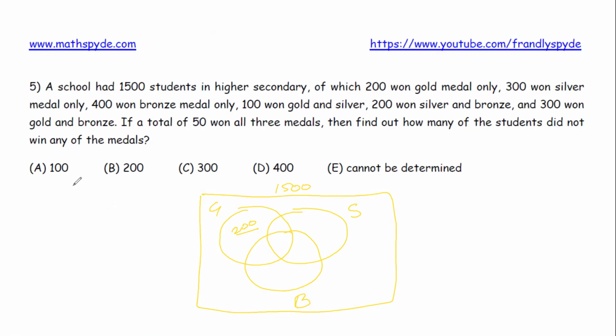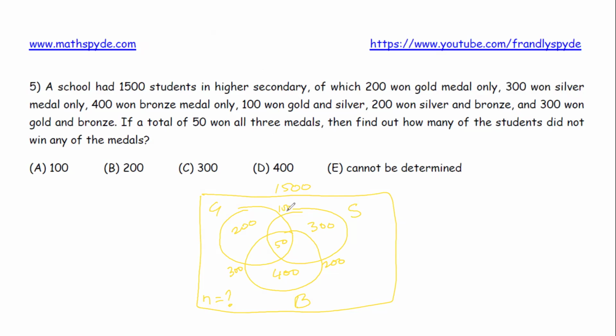So now we know 300 silver medal only and 400 bronze medal only. 100 gold and silver. So 100 gold and silver only would have been here, but they are not using the word only. So therefore that 100 comes outside. That means these two regions together is 100. Got it? 200 bronze and silver and 300 gold and bronze. If a total of 50 won all three, then find out how many of the students did not win any of the medals. So we have to find out n this time.